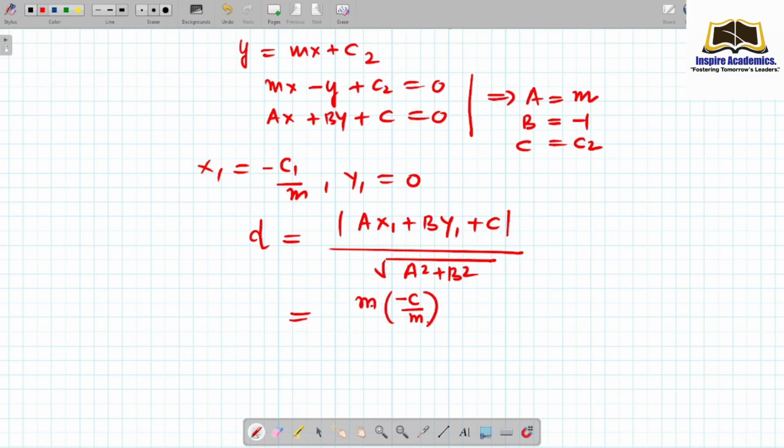Okay, and then 0 plus c2. Okay, c2 and c1 will be here, and mod upon under root 1 plus m square. Is that correct?